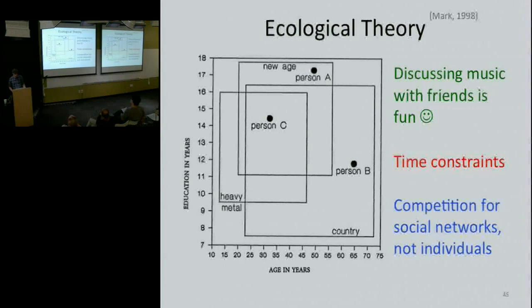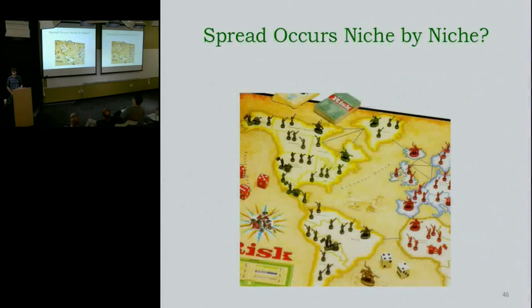The realization behind this chart is that when some innovation, whether music, technology, whatever, is competing out there in the market, it's not competing for individuals, but for social networks. In this case, country music has won the demographic of older people, while heavy metal has a nice niche of younger people.